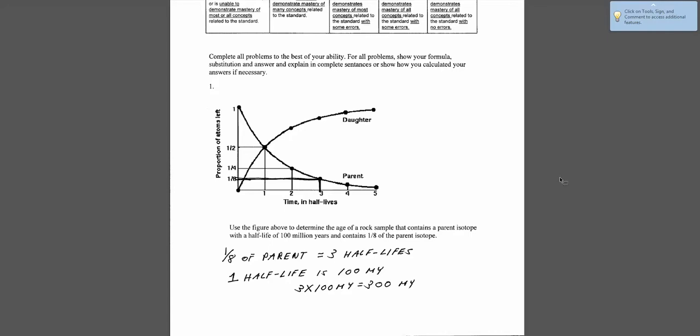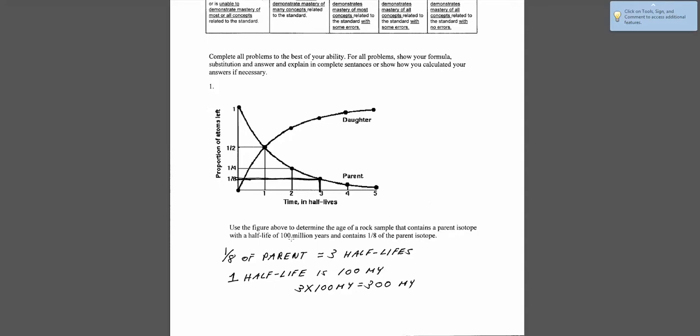We have the graph of half-life, and the question asks, use the figure to determine the age of a rock sample that contains a parent isotope. And here's the curve, as you've done this several times in class. The parent has a half-life of 100 million years and contains 1/8. And we want to know the age.